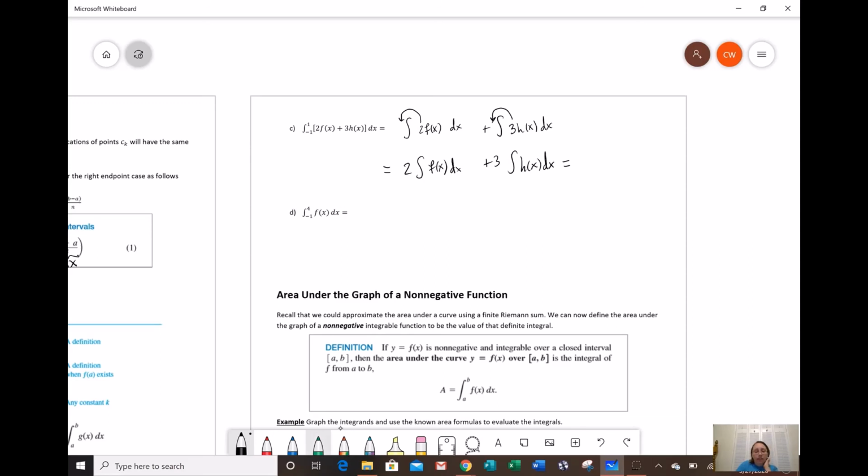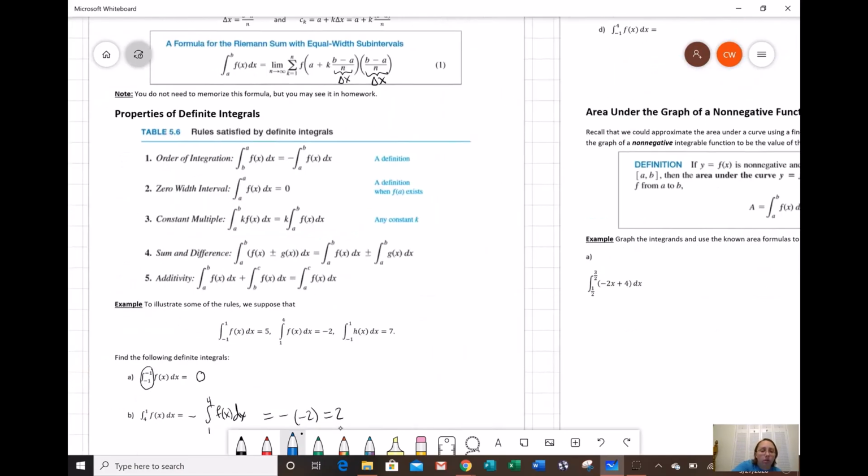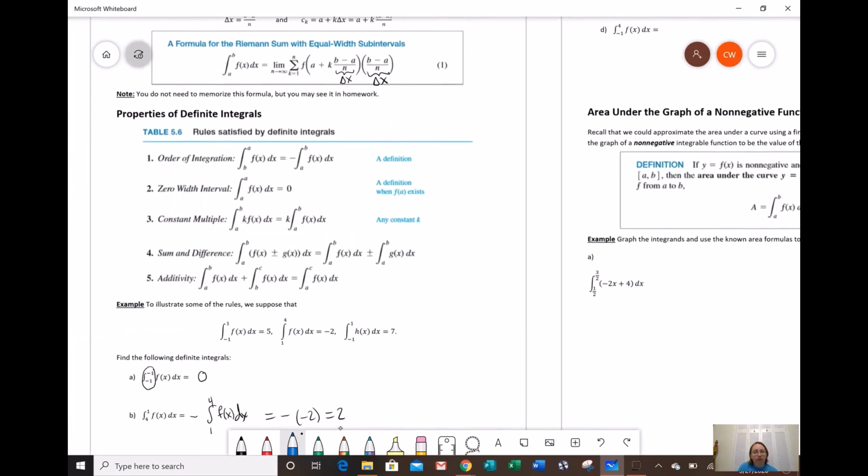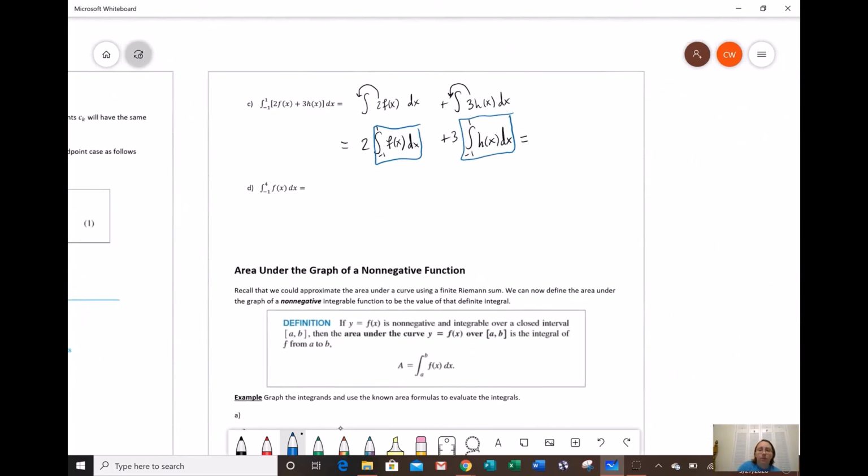Now, they gave us the value of the integral of f of x from -1 to 1. Sorry, let me put my limits of integration. And they gave us the integral of h of x from -1 to 1. So let me go over here and look. So f of x from -1 to 1 is 5, and h of x from -1 to 1 is 7. So 5 and 7. So this ends up being 2 times 5 plus 3 times 7, or 10 and 21 make 31.